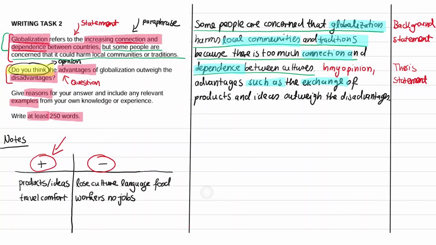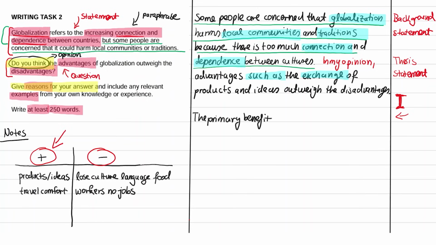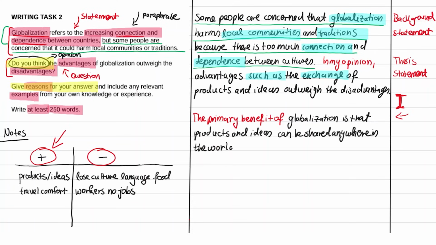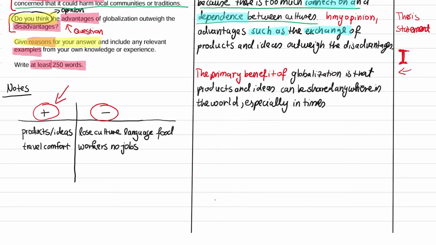Again, I remember my template and pick a suitable sentence starter. I will choose the primary benefit of. This is a great sentence starter because primary is advanced vocabulary, which will increase my band score. I'm going to write, the primary benefit of globalization is that products and ideas can be shared anywhere in the world, especially in times of need.